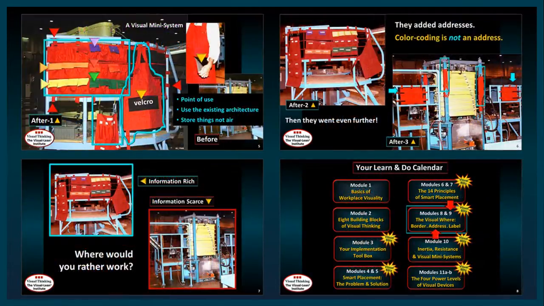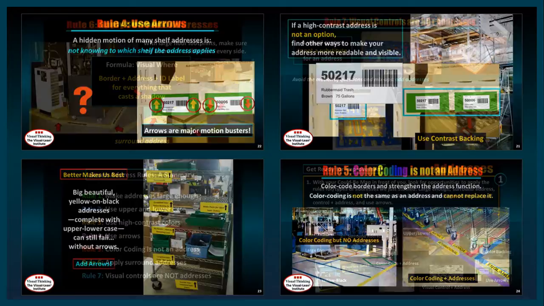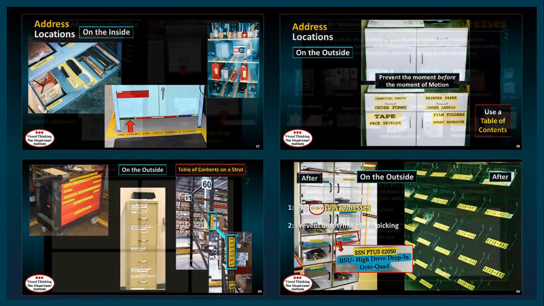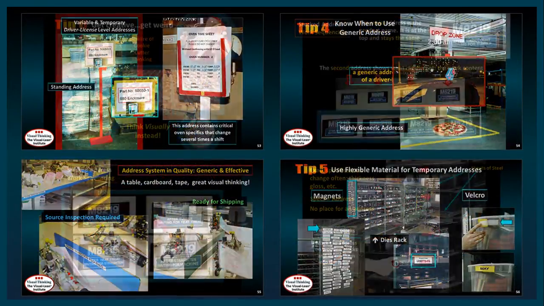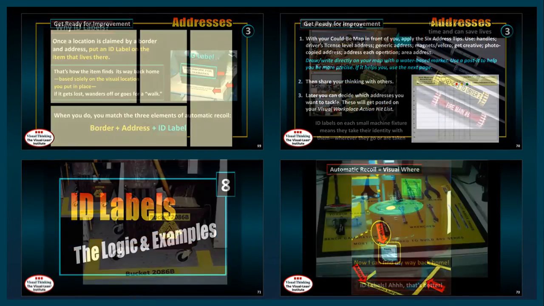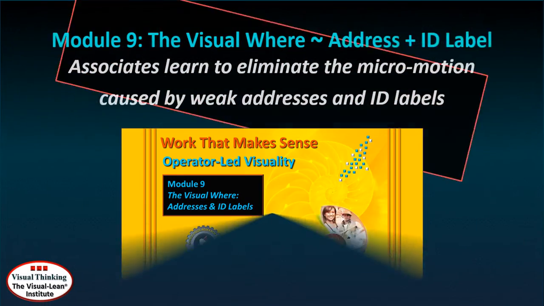Across the 86 fully animated, fully narrated slides in Module 9, your associates learn the why and the how of making addresses and ID labels highly effective, so they contribute to real-time performance, workflow, and a creative and engaged work culture, eye-driven and operator-led. Let the workplace speak.